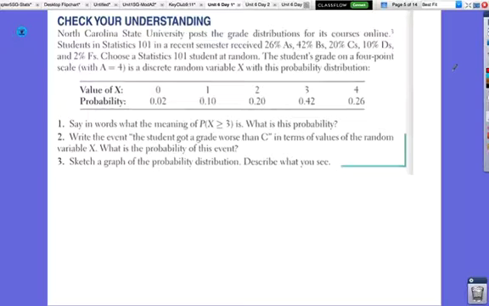So check your understanding. North Carolina State University posts the grade distributions for its courses online. Students in Statistics 101 in a recent semester received 26% A's, 42% B's, 20% C's, 10% D's, and 2% F's. Choose a Statistics 101 student at random. The student's grade on a 4-point scale with A equal to 4 is a discrete random variable X with this probability distribution. So on number 1 it says, say in words what the meaning of the probability X is greater than or equal to 3 is, and then what is that probability?